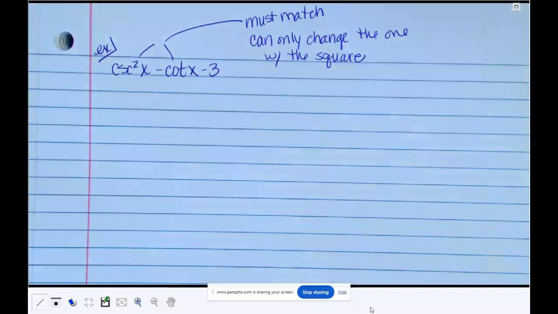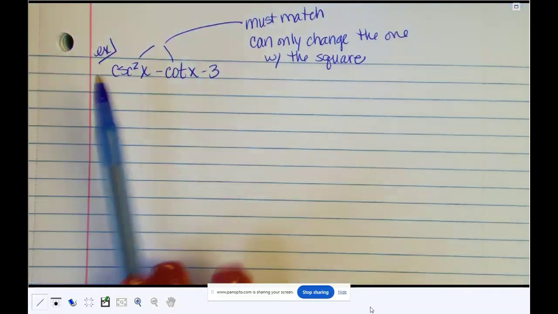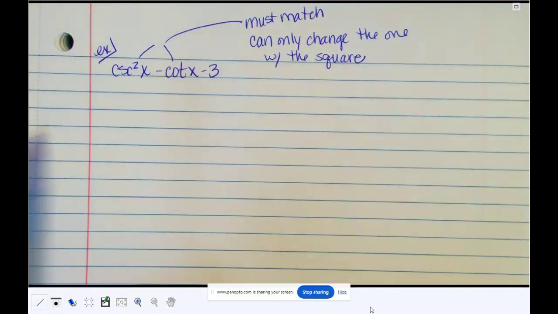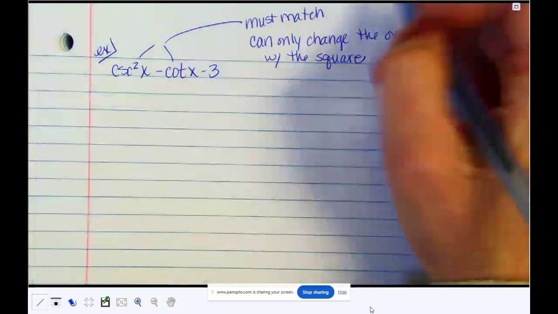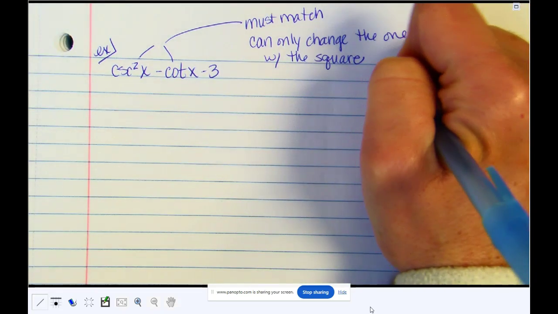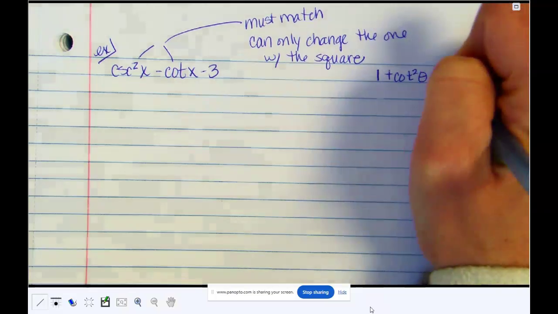Okay. You can only change the one with the square, but the good news is you have something in your possession that deals with cosecant squared. And I'm pretty sure it has to be also cotangent in there with it. So we know from our paper that the little dog says 1 plus cotangent squared is equal to cosecant squared.